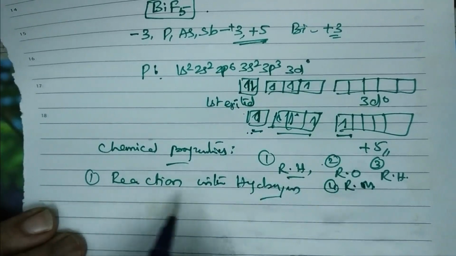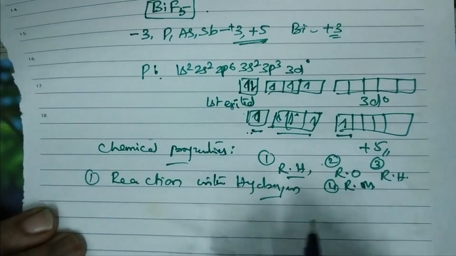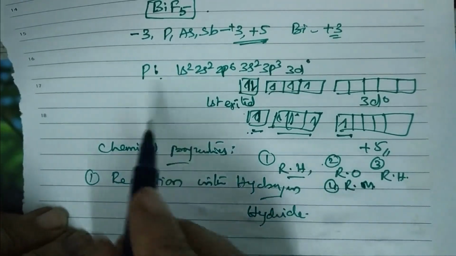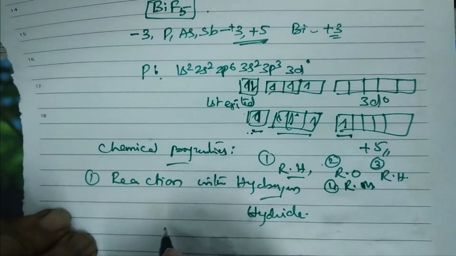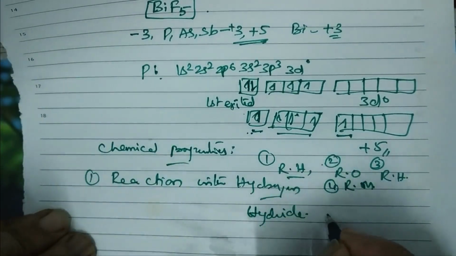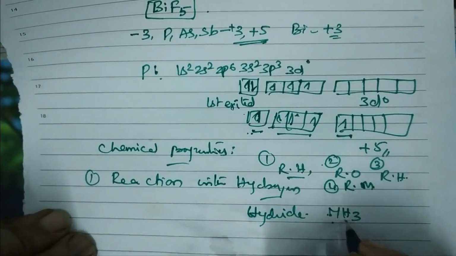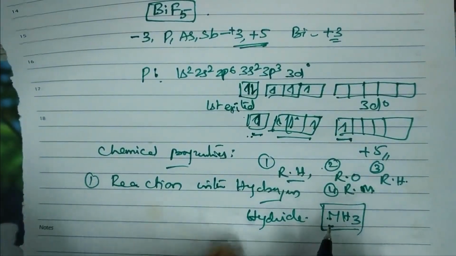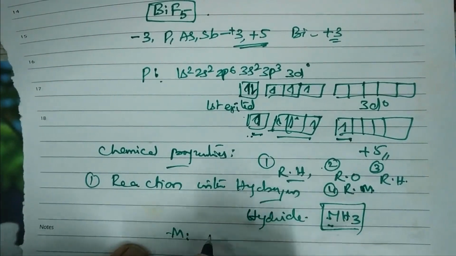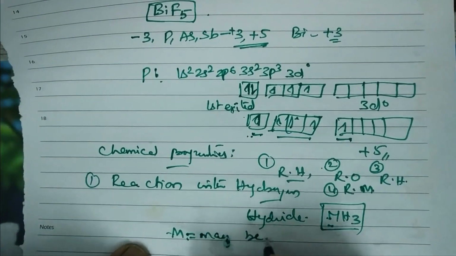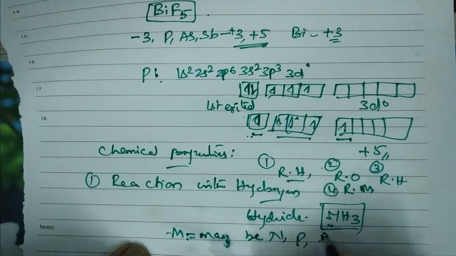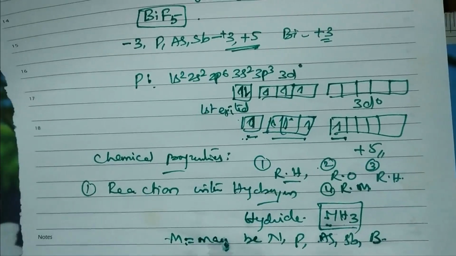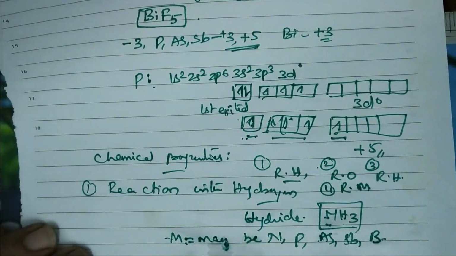When any element reacts with hydrogen, the compound is called a hydride. Here the 15th group elements react with hydrogen to give compounds of formula MH3, hydrides. So the general formula of the hydrides is MH3. What is M? M may be nitrogen, phosphorus, arsenic, antimony, or bismuth, any of the elements. That is about the M. Next, the stability of hydrides.